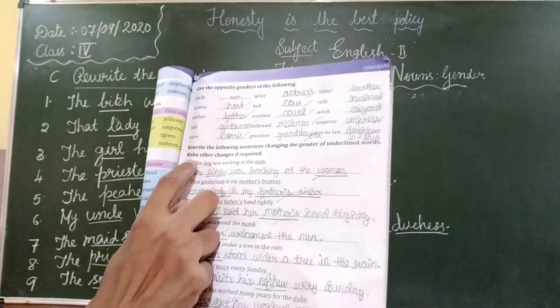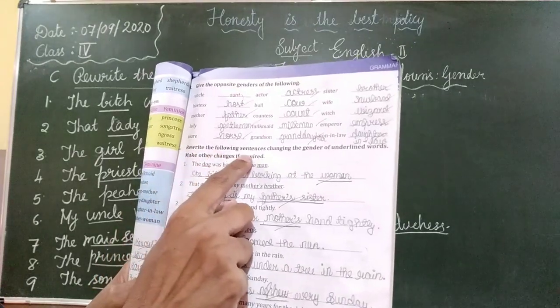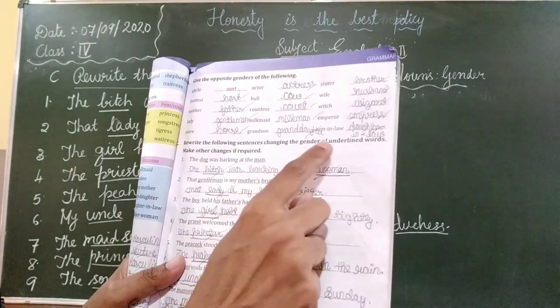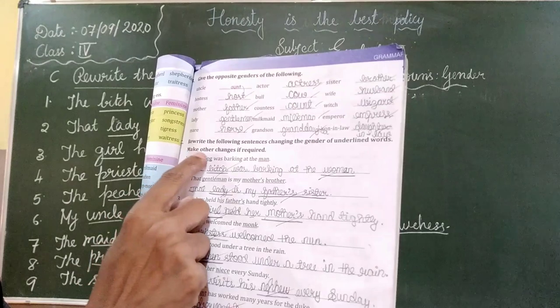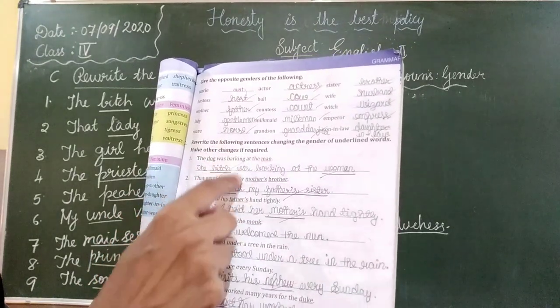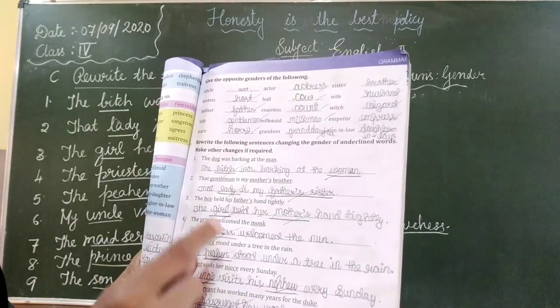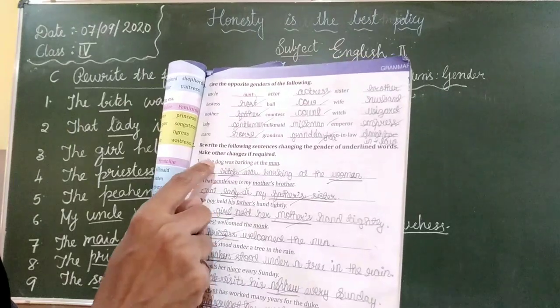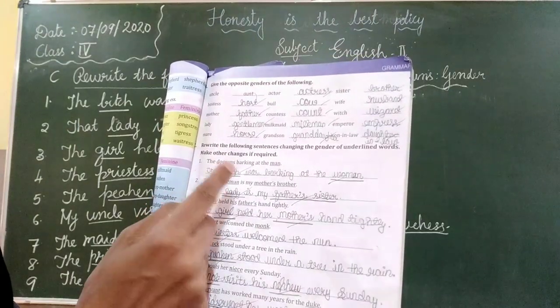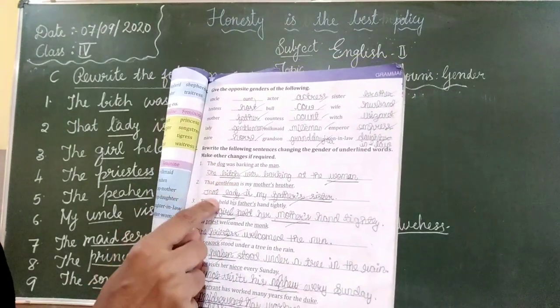Children, next exercise: rewrite the following sentences changing the gender of the underlined words. Make other changes if required. Some sentences are given here. You have to write the underlined words in the opposite gender. Okay? If any other changes are also required, you have to make them.